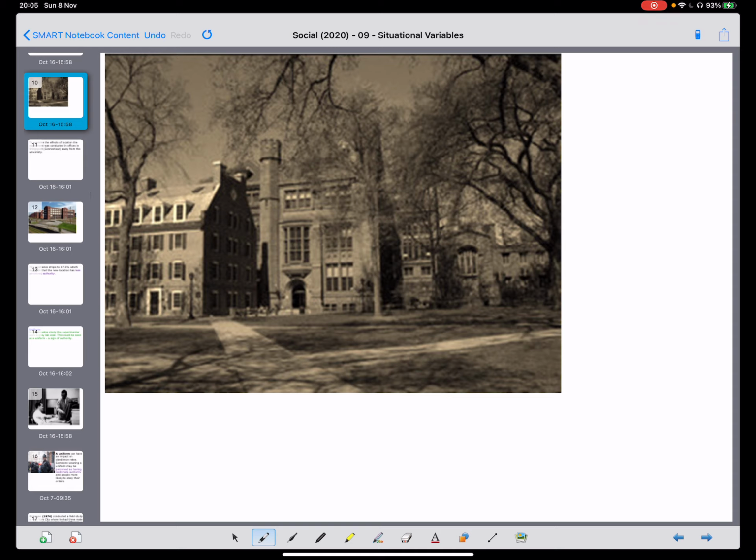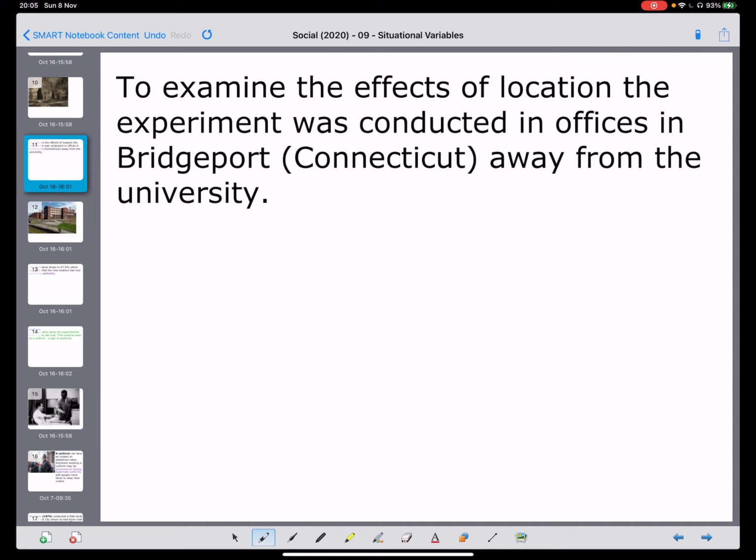Near the end of his time studying obedience, Milgram decides to move the whole setup to a different location. He moves the location to Bridgeport, Connecticut. Okay, and here we have the same machine, we have the same Mr.